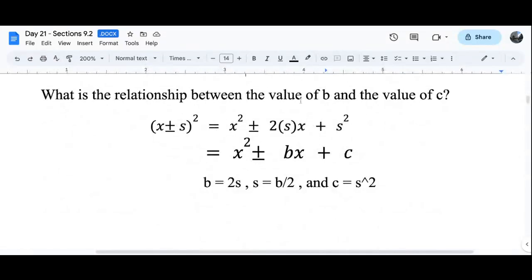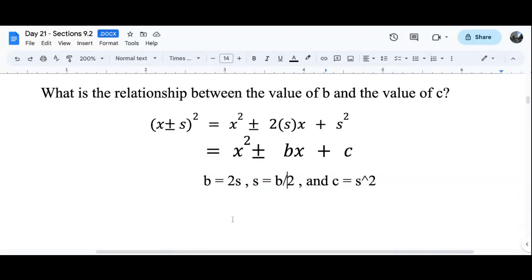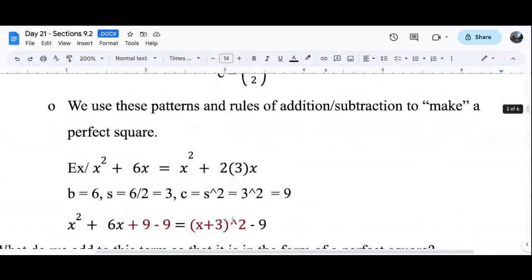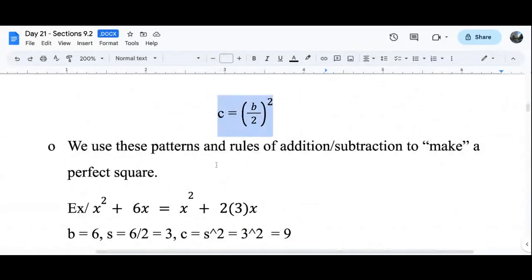So let's see, in this case, what's the relationship between those? If we have x plus or minus s, that's x squared plus or minus 2s times x plus s squared. We see in this case, b equals 2s, or s equals b divided by 2, and c equals s squared. So we're going to use this relation when we're completing squares. C is b over 2 squared.